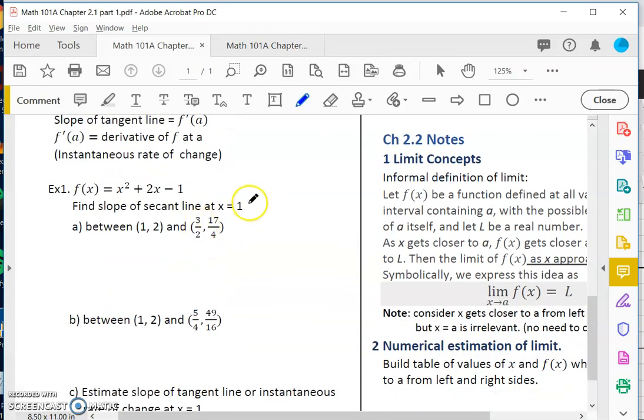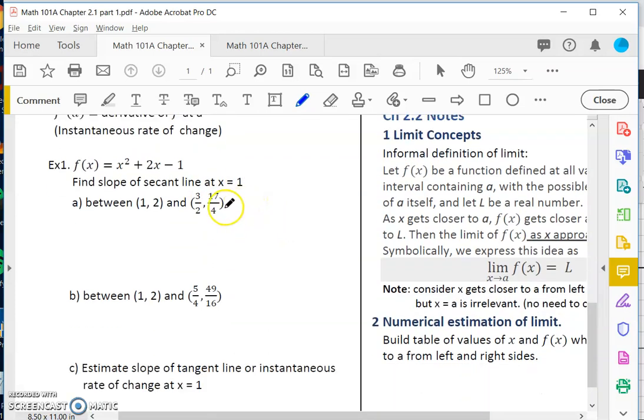So let's do an example to investigate if this is possible. Can we move a point away from a point that you have chosen, x equal to a, to find the tangent line slope? So let's look at this function, f of x equals x squared plus 2x minus 1. And we want to find, from a pre-calculus point of view, a secant line from x equal to 1 with another point at 3 over 2, which is 1.5. And we want to find the slope of that line.